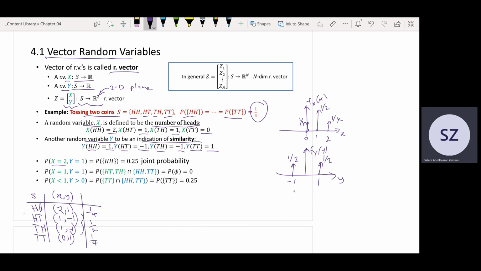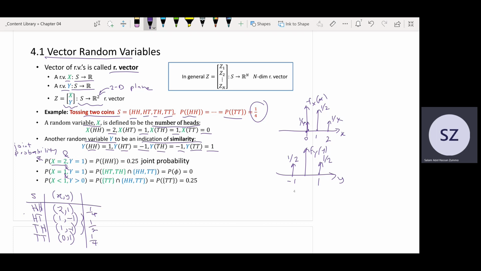So now let's talk about the joint probability. Since we have two random variables, x and y, we can have the joint probability. So this is the joint probability of x and y. This is "and". So what is the probability that x equals 2 and y equals 1? Sorry, x equals 2 and y equals 1.